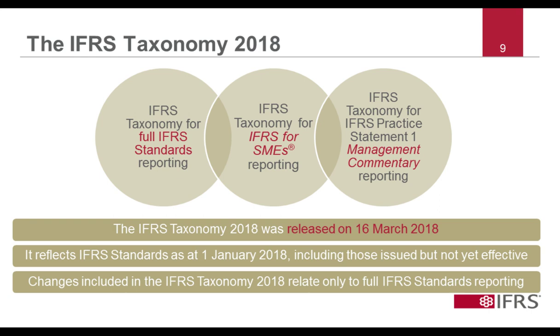The IFRS Taxonomy 2018 was released in March 2018 after the publication of the compilation of all standards. It reflects all IFRS standards applicable on 1 January 2018. Now that means it reflects all the disclosure requirements, including standards that are recently issued but not yet required. So the taxonomy is ready for when those standards become required. In practice, that means it covers requirements in both the red and the blue books.